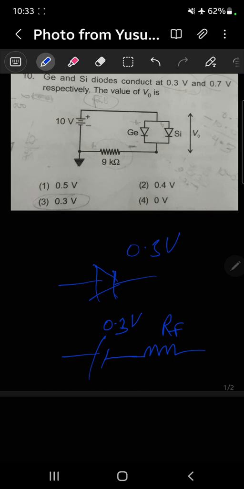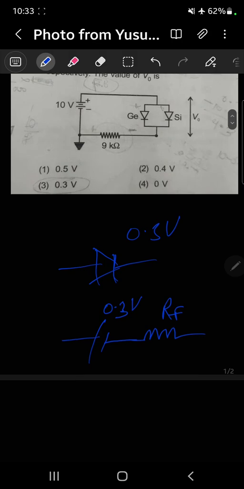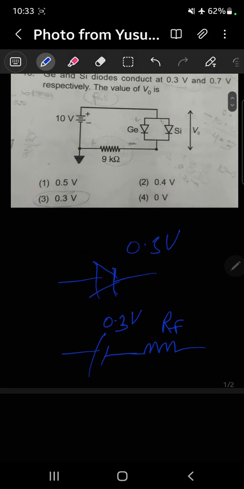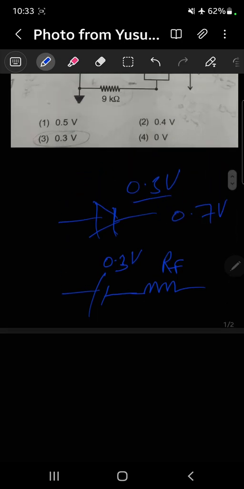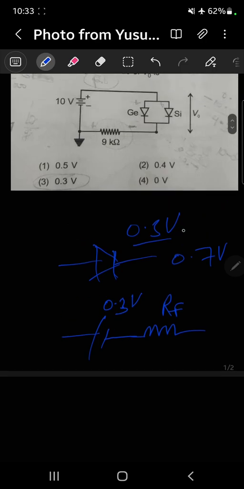Okay, now I'm going to draw the diagram of this circuit. Before going to draw the diagram, you will see that the germanium cut-in voltage is 0.3 volt while the silicon cut-in voltage is 0.7 volt. So which diode is going to turn on first? That is the germanium diode, it will turn on first, then silicon, because its cut-in voltage is very low.